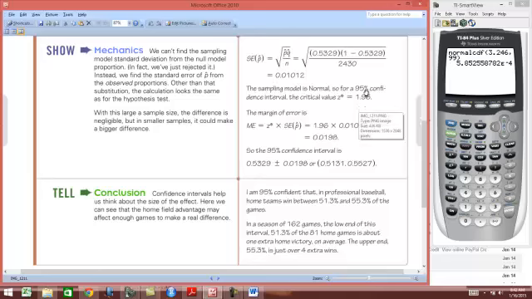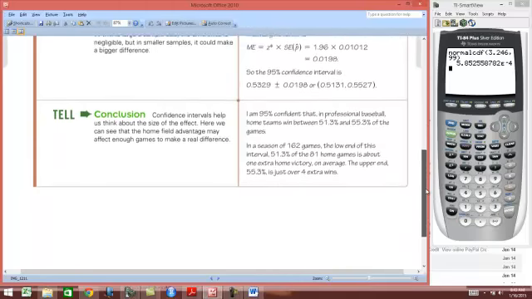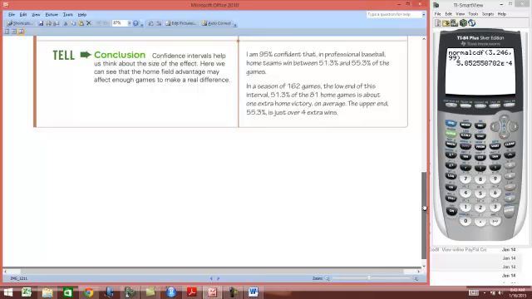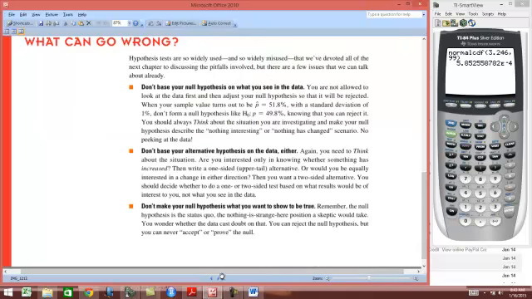We want 95% confidence, so z star is 1.96. We get the margin of error, z star times the standard error, and we get our confidence interval. We write our conclusion: I'm 95% confident that professional baseball home teams win between 51.3 and 55.3 percent of the games.